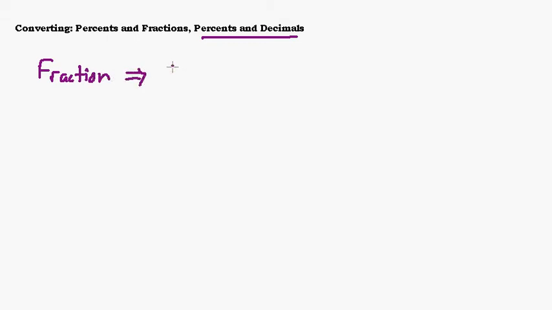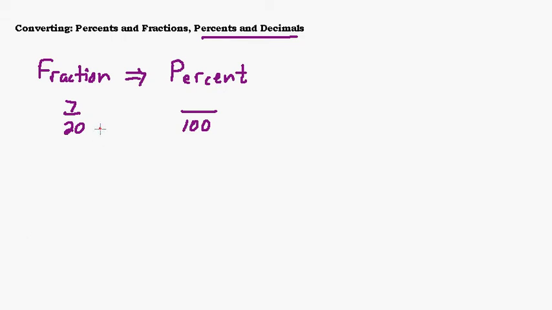Fraction to a percent. I'll give you two strategies for doing this. The first strategy is to turn it into hundredths if you can. So, for example, let's say you have something like 7/20ths. If I can change that into hundredths, I can write it as a percent very easily.